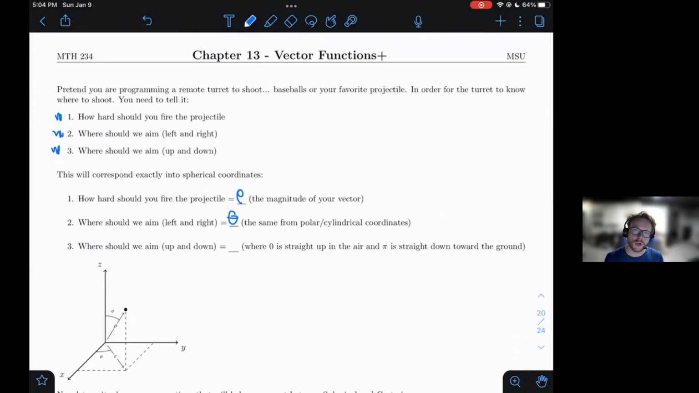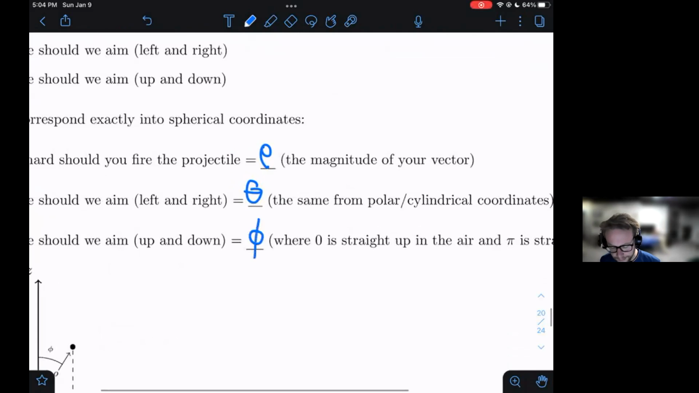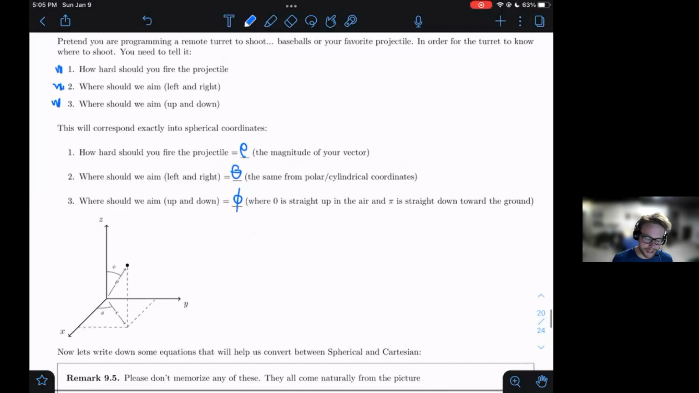And then finally, where should we aim up and down? Well, this is usually denoted as phi. This is also pronounced phi. So you can either say phi or phi. I'm not even sure which one I'll say more in class. Probably phi. Phi's, I believe, a little bit more American. Pi can also be pronounced p. So p or pi, it's the same thing. So anyway, I'll probably be saying phi.